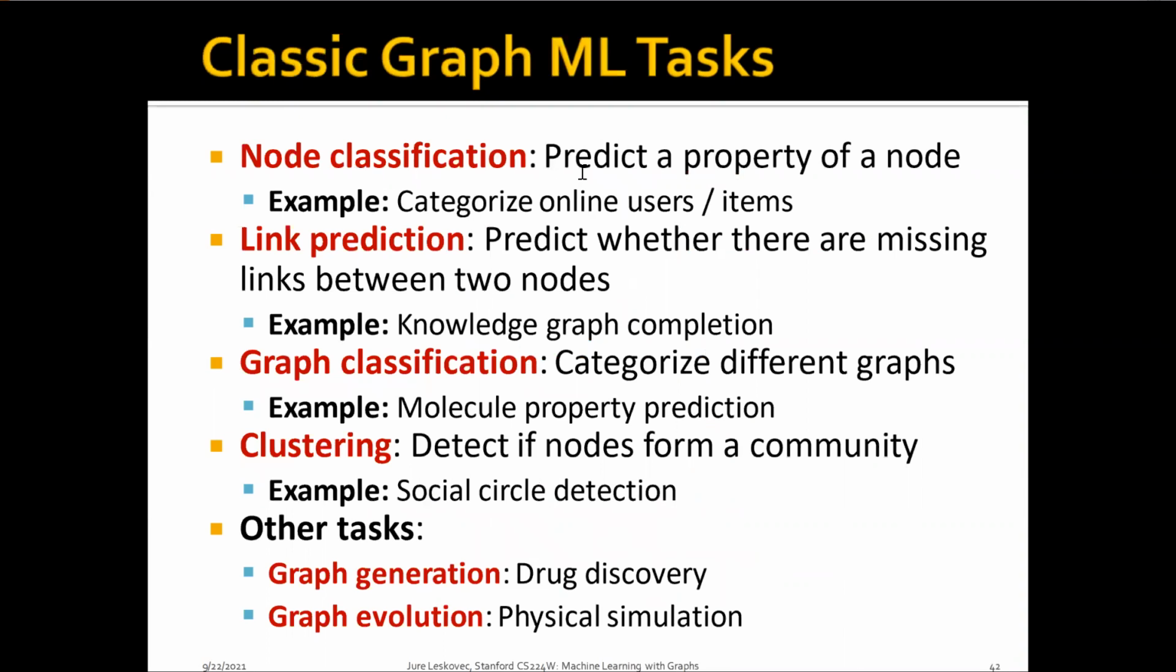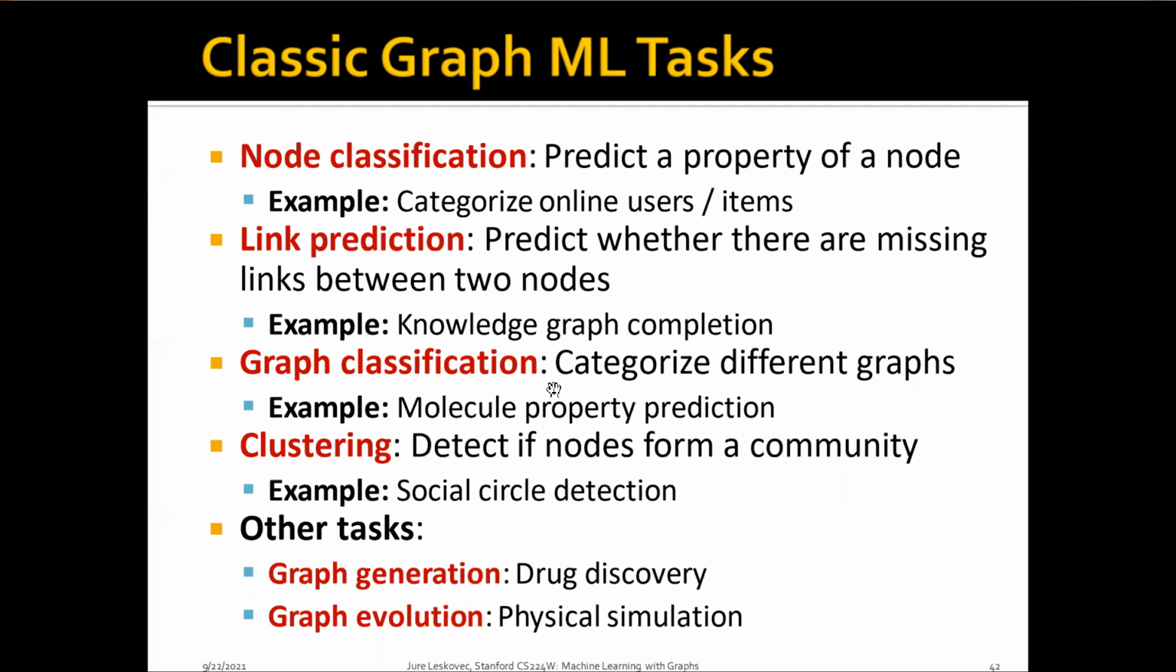So at the node level, for example, we want to predict the property of the node, right? So we want to categorize the online users or the items. So what is a category of that item? It's kind of node classification. There will be a link prediction to predict whether there's a missing link between the two nodes, just like the knowledge graph that I mentioned earlier, right? Say with the existing knowledge, we can build a knowledge graph with all those links between entities, but we can use those existing links to train a model to predict the missing ones, right? To complete the knowledge graph.